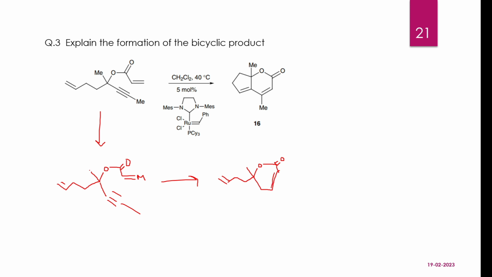Giving us this type of moiety, and there will still be a double bond remaining with the metal carbene character, and this will add up to this double bond, giving us this. Understood, everyone? As much as I could draw, I have drawn that. I think it's simple.